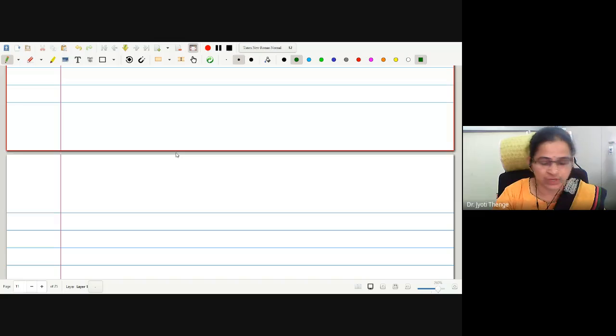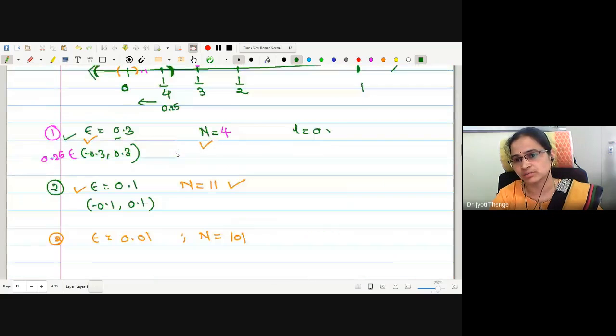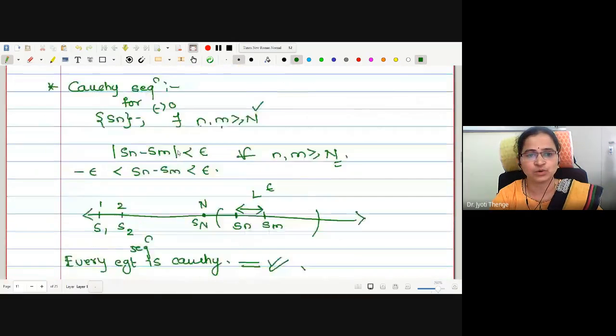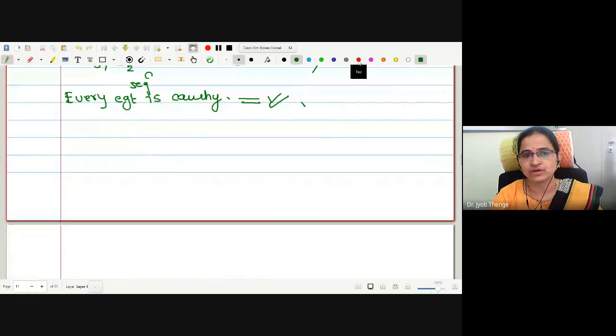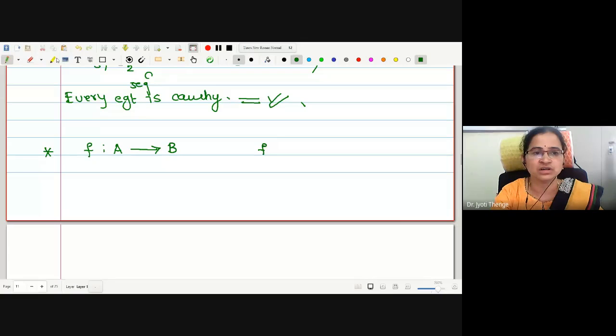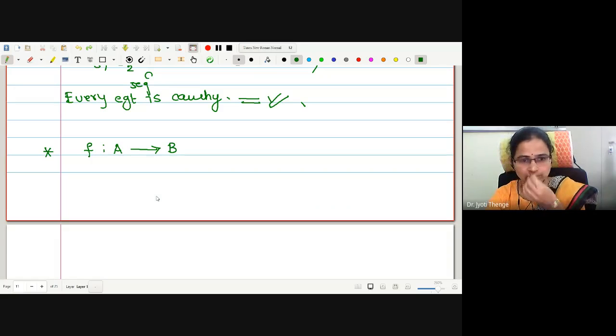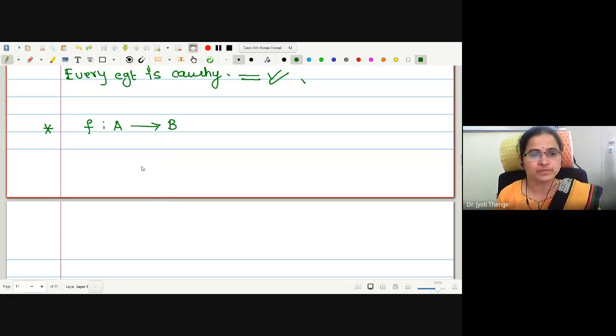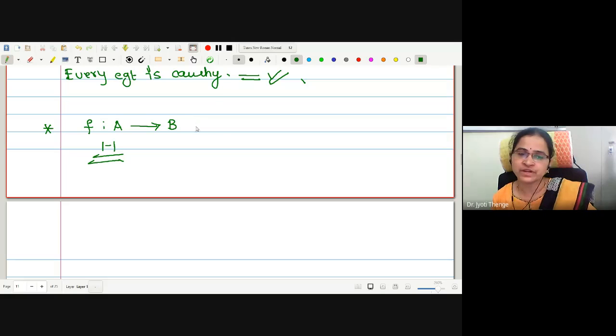Now shall we come to the topic of functions, one-one and onto? Because I want you to clear all the points first. A function is actually a relation, which means it is a subset of the Cartesian product A cross B. Now, the first thing we want to discuss is one-one.